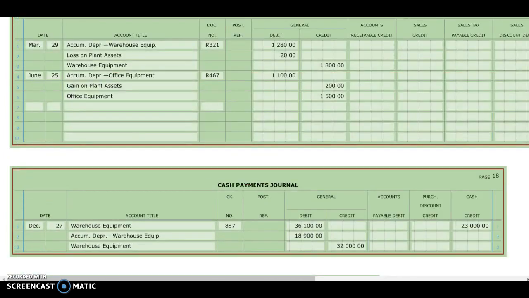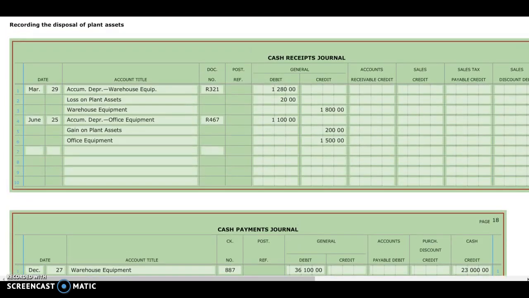Okay, so now we're going to go back to, we need to do December 29th. So that is our last transaction. The first 4 transactions were on the part 1 video. So December 29th, it says that we sold a warehouse, 340, memorandum 258, and receipt number 87.